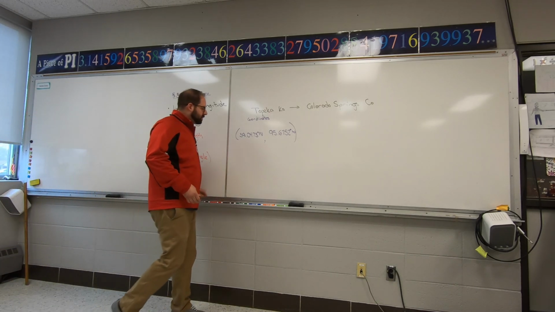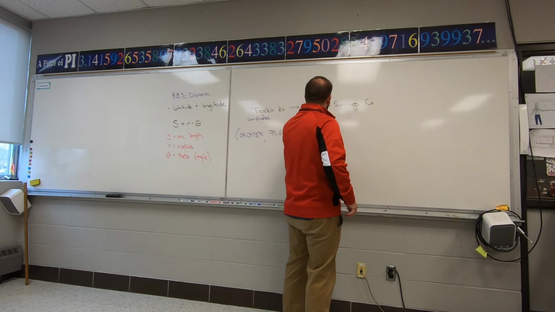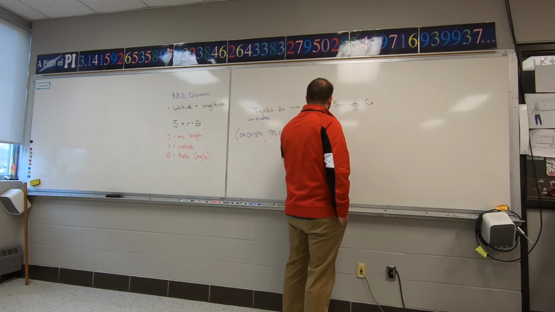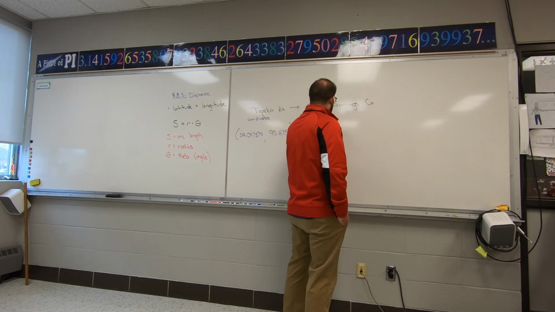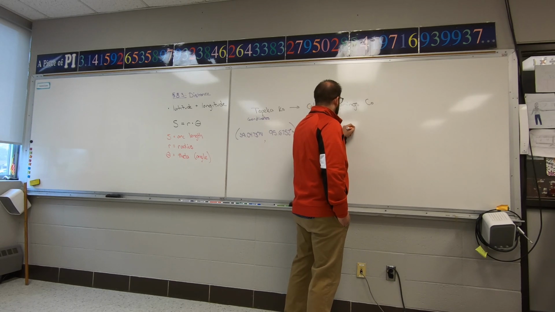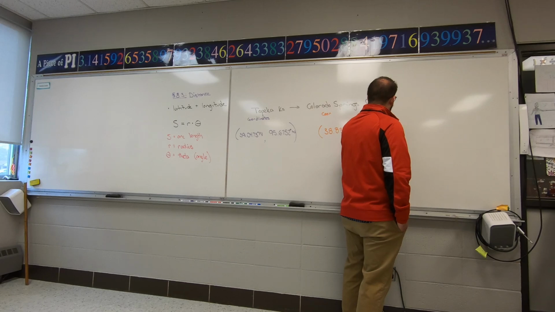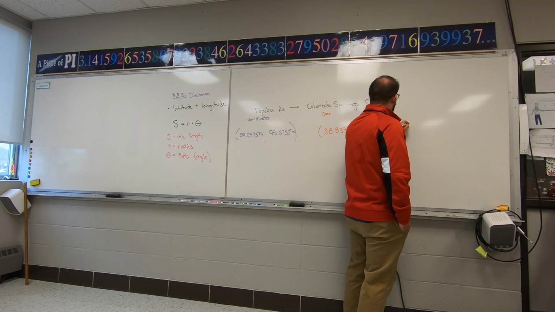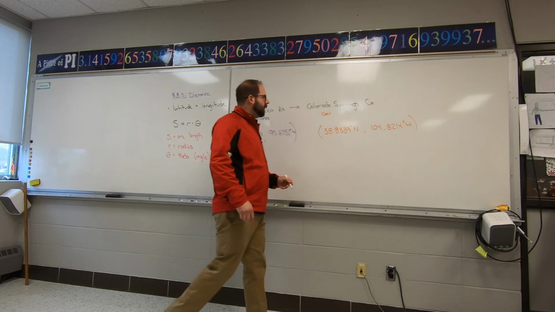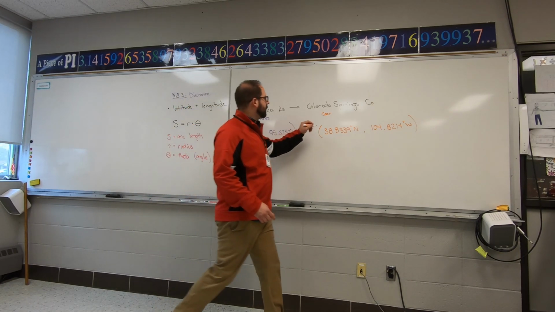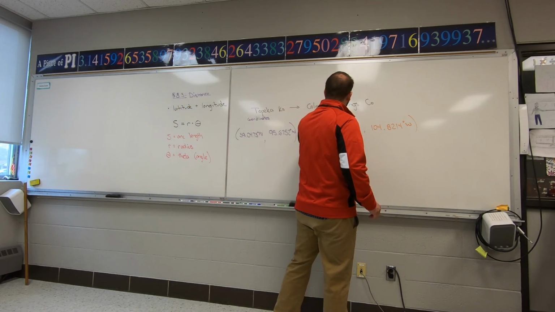Somebody else now. I need the coordinates for Colorado Springs. 38.8339 degrees north, okay. 104.8214 degrees west. Okay, and these are the coordinates for Colorado Springs.